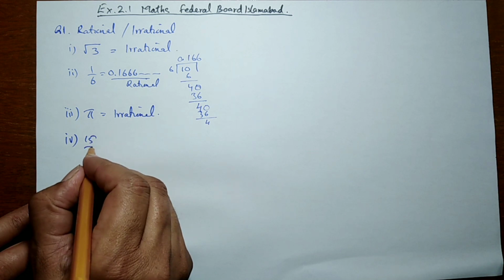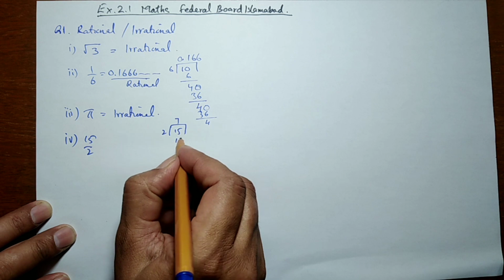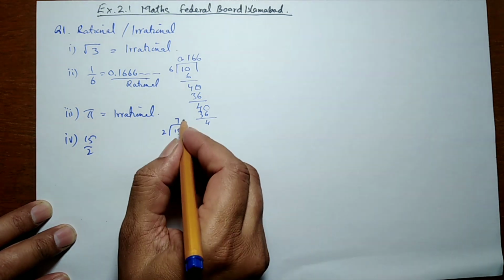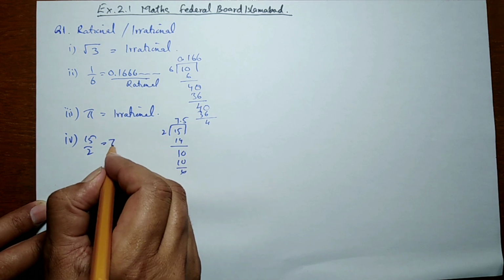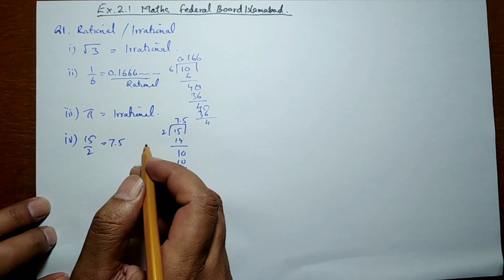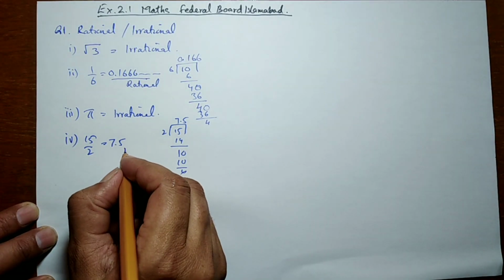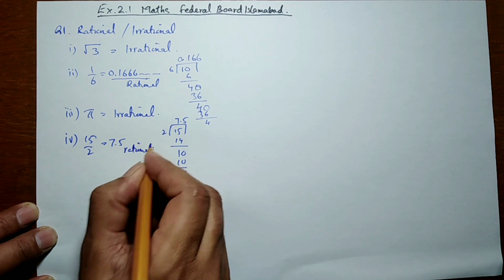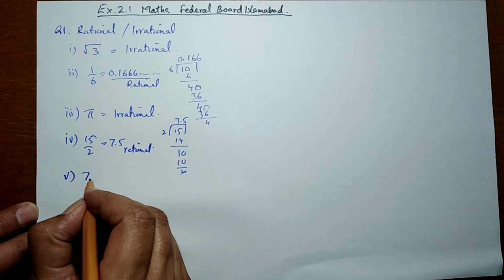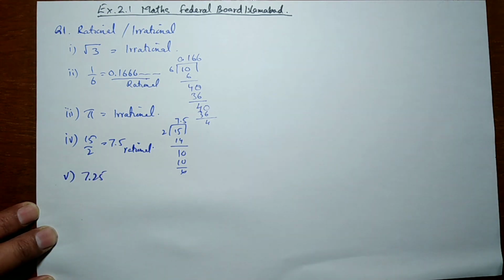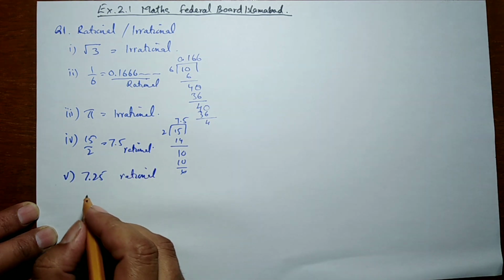Fourth, 15 upon 2. So divide 15 by 2, 2 7s are 14, and we have the answer here 0.0, 2 5s are 10, so our final answer is 7.5. So it's a terminating answer, it isn't continuous, so this is a rational fraction. Fifth, 7.25, obviously it's a terminating decimal, so we can directly name it as a rational fraction.